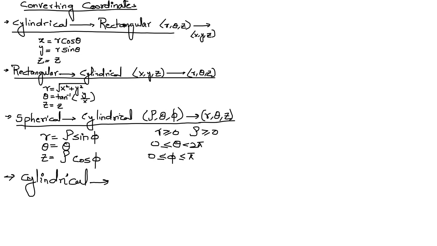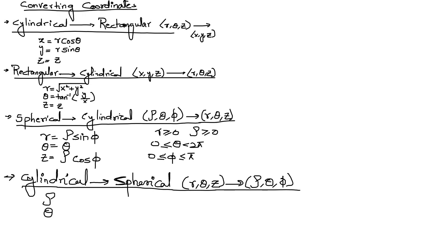Okay, now the question will come: if you have the cylindrical coordinates, how can you change them into the spherical? It means cylindrical means r, theta and z you have and you want to find rho, theta and phi. So how can you find rho, theta and phi? What is rho? Rho is basically the square root of r squared plus z squared. Theta is equal to theta. Phi is equal to what? Tangent inverse of r over z.